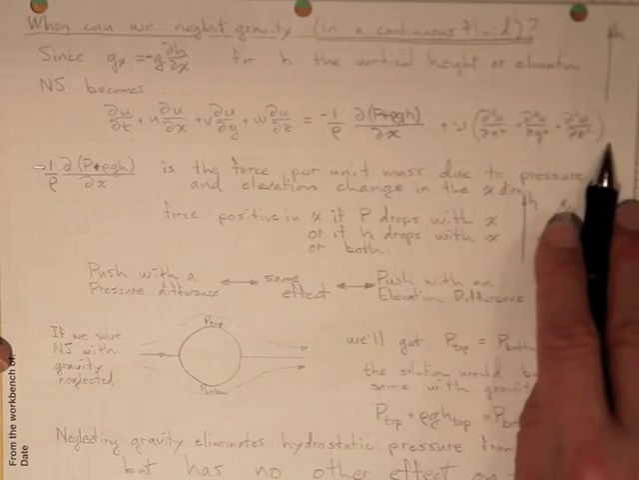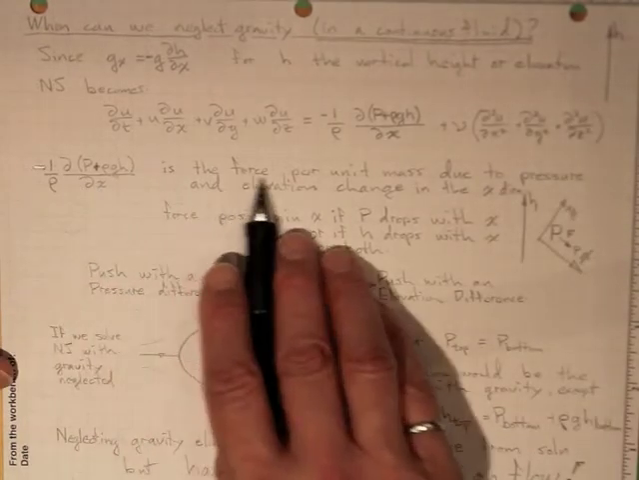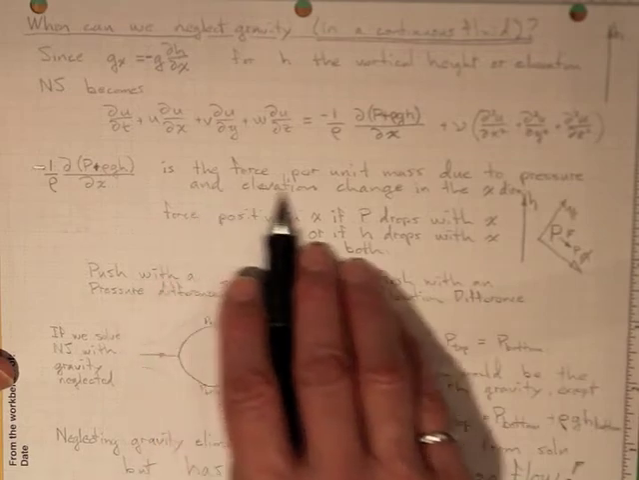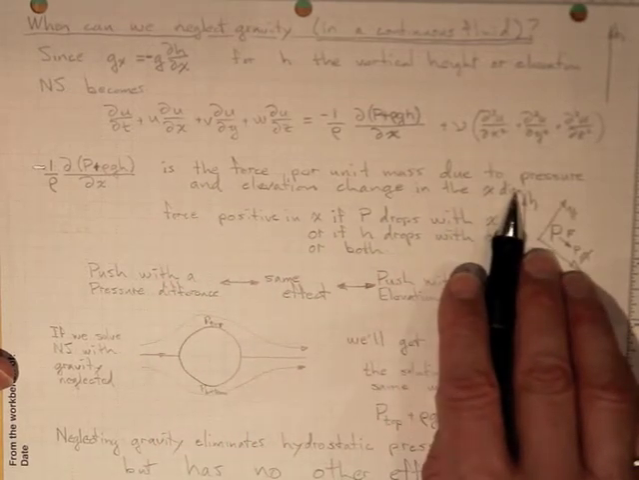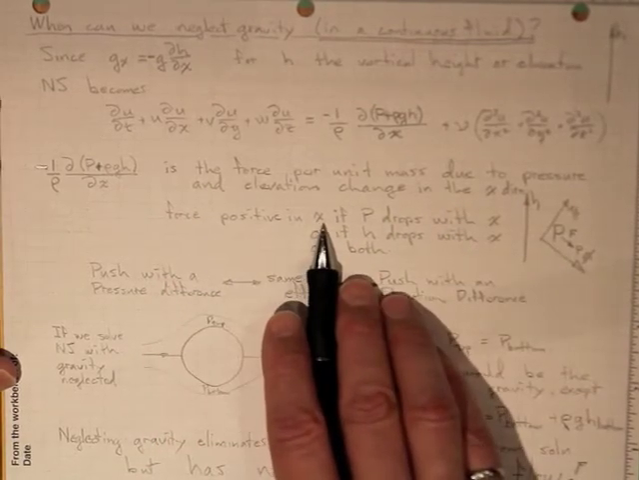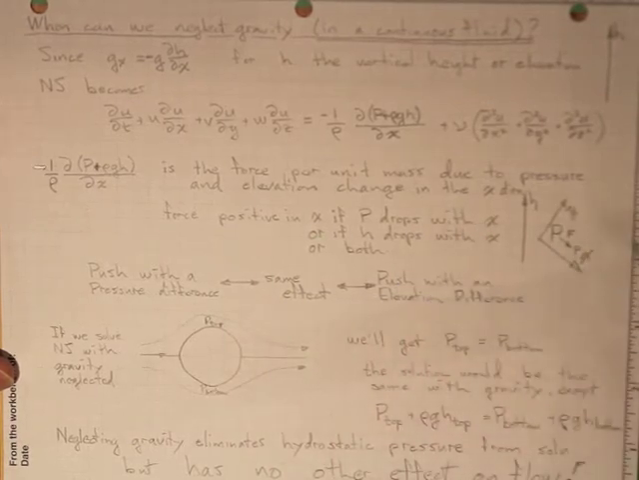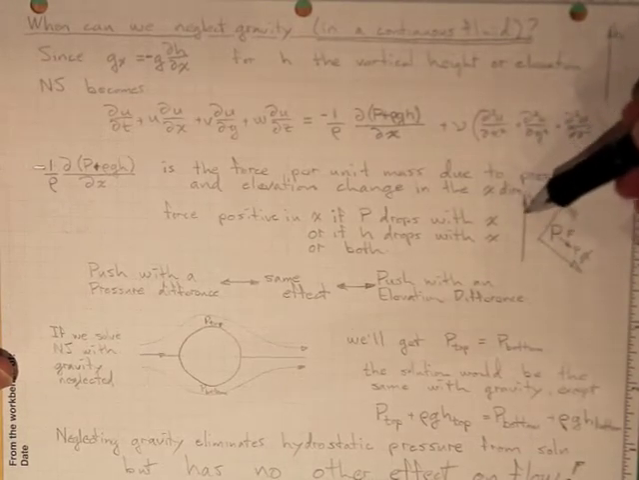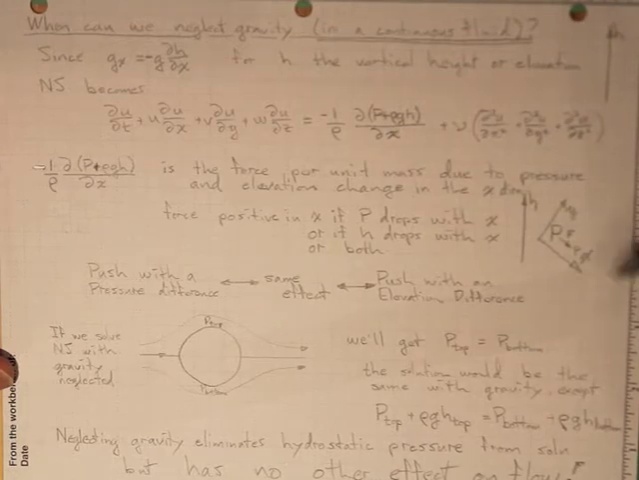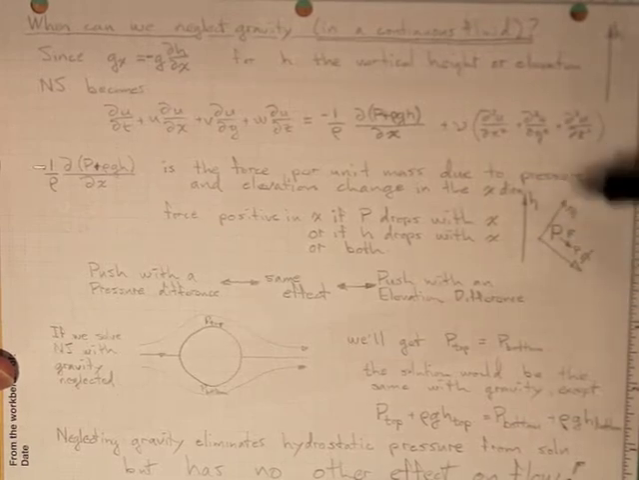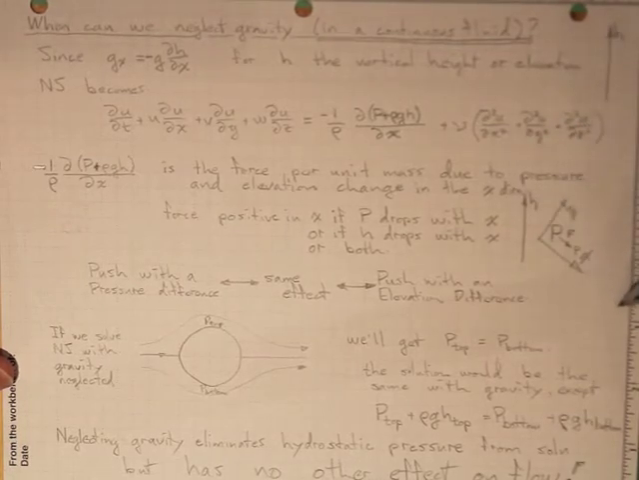And we've got the same viscous term. So this is the force per unit mass due to both pressure and elevation change in the x direction. It's positive in the x direction if the pressure drops with x. So if we're going from a high pressure to a low pressure, that'll push the fluid in this direction. Or if we're going downhill, if h is dropping with x, if ∂h/∂x is negative. Or obviously if we have both, a pressure pushing this way and gravity pushing that way, that's going to give us a positive force in the x direction.